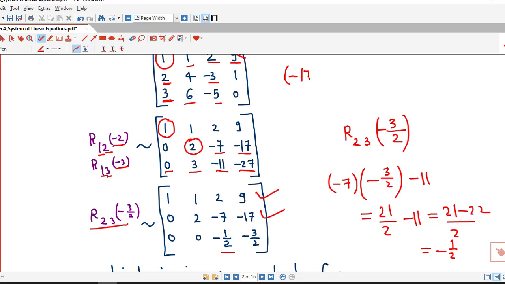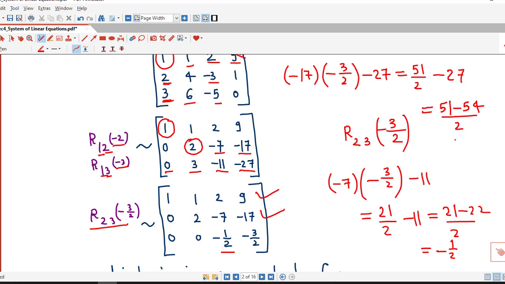Similarly, minus 17 is multiplied with minus 3 by 2 and added to minus 27. So this is 51 by 2 minus 27, that is 51 minus 54 divided by 2. So we obtain minus 3 by 2 here.